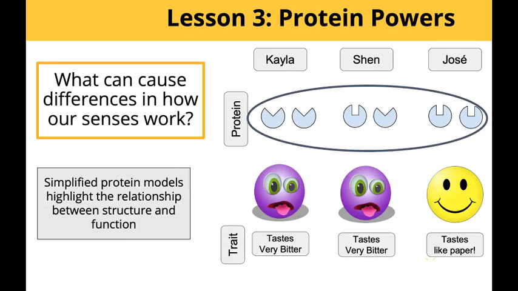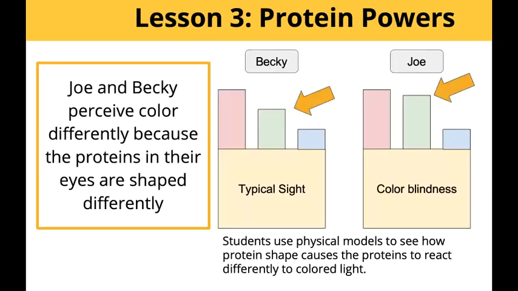This allows students to explain how Joe and Becky perceive color differently. Joe and Becky perceive color differently because the proteins in their eyes are shaped differently. In Becky's eyes, the proteins are all different shapes, which allows her to perceive all colors. In Joe's eyes, the red and green proteins have very similar shapes. This causes his eyes to send confusing signals to his brain, making distinguishing colors difficult.